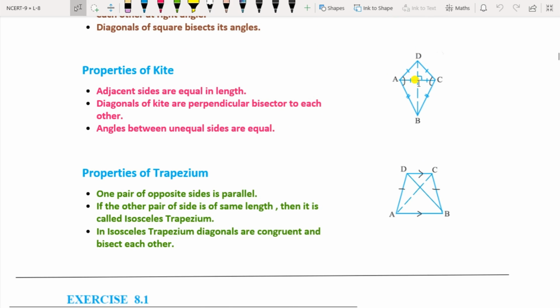Properties of a kite: adjacent sides of the kite are equal in length, that is, AD is equal to DC and AB is equal to CB. Diagonals of a kite are perpendicular bisectors of each other, that is, they bisect each other at 90 degrees, and the angles between the unequal sides, that is angle A and angle C, are equal.